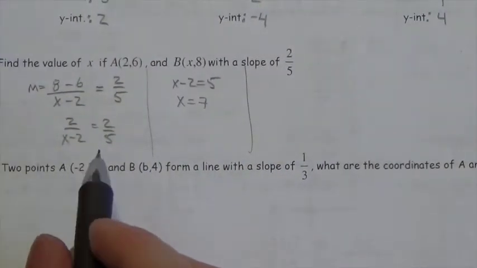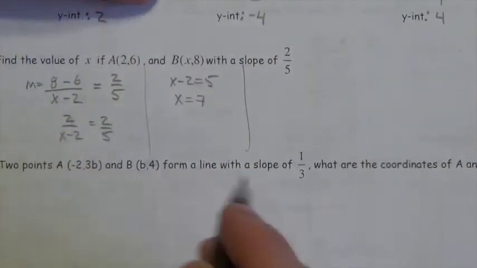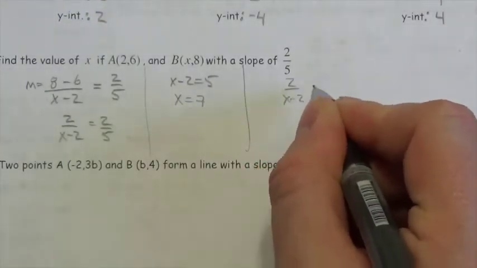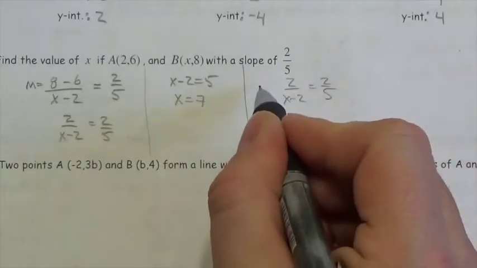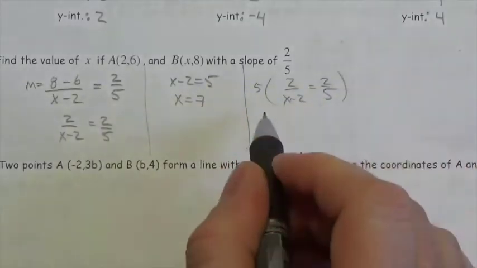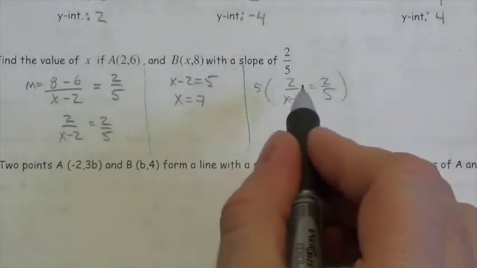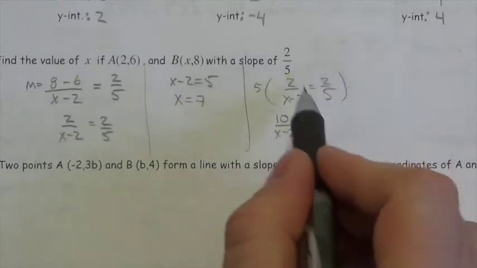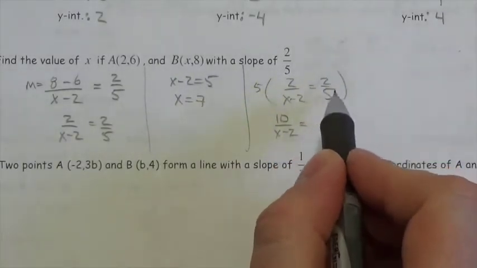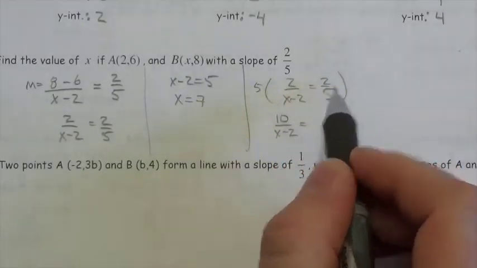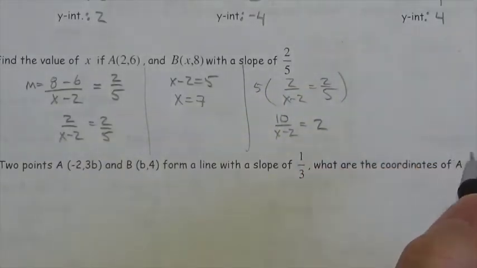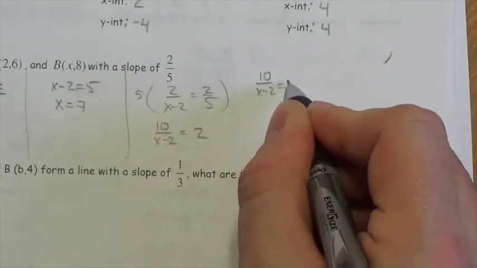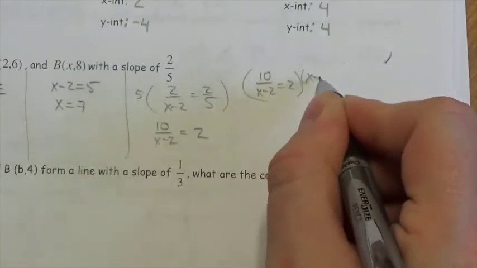Another way of doing this is to eliminate the fractions by taking 2 over x minus 2 equals 2 over 5. I could multiply both sides by 5, and if I do that, up in this numerator here, I'm going to get 10 over x minus 2 equals, well, if I multiply this numerator and denominator by 5, I'm going to put a 5 up here. The 5s will cancel. I'm simply left with 2. Then I could take this 10 over x minus 2 equals 2. I can multiply both sides here by x minus 2.